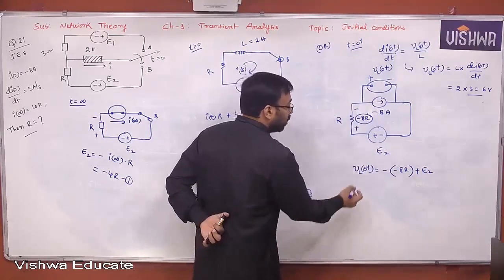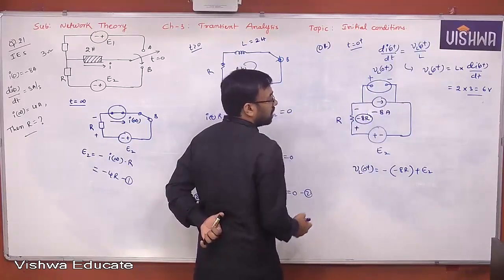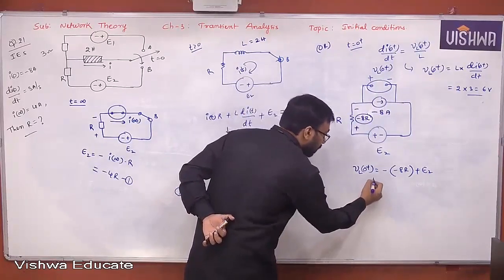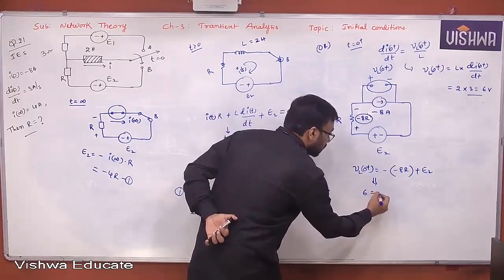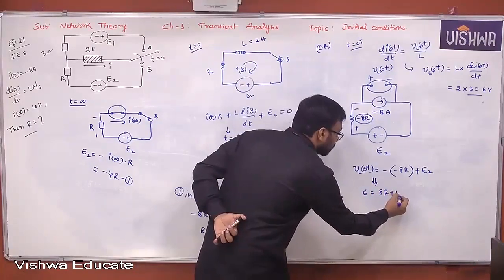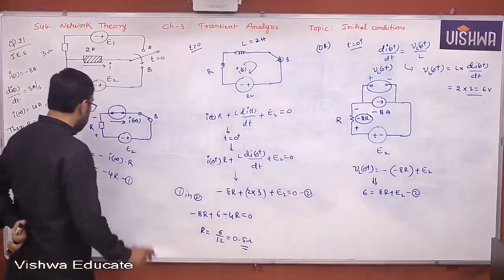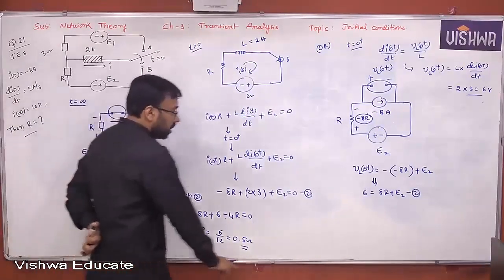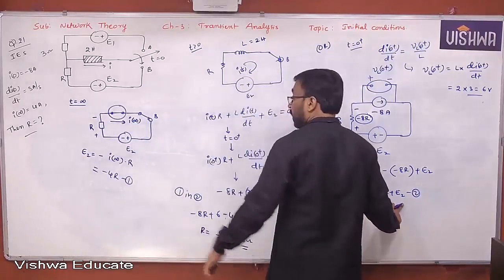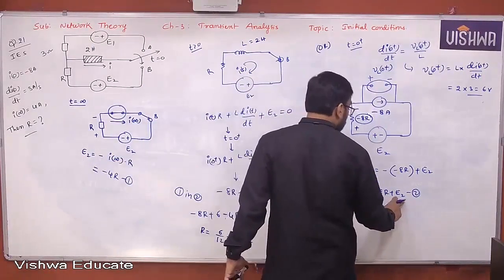So what do you already know the VL of 0 plus here? 6 volts. Yes or no, all of you? Therefore, from this you can say 6 volts is equal to 8R plus E2. This is the second equation. Now once you substitute the E2 value in equation 2, what do you get here? E2 is nothing but what actually here?